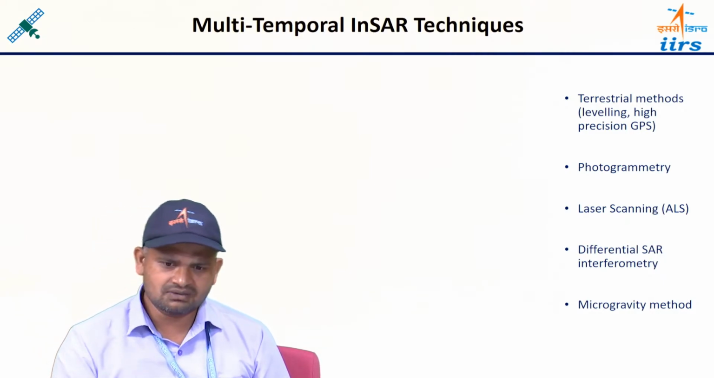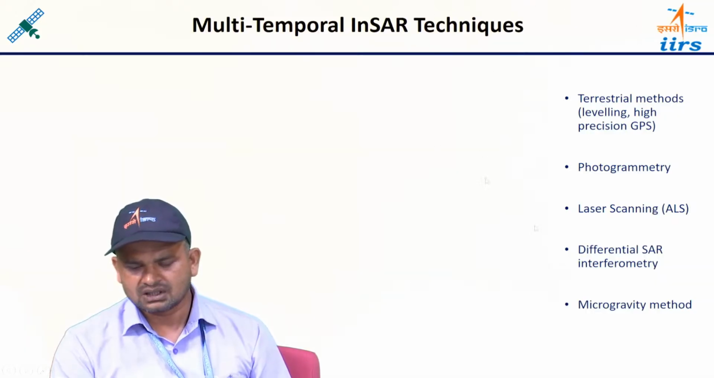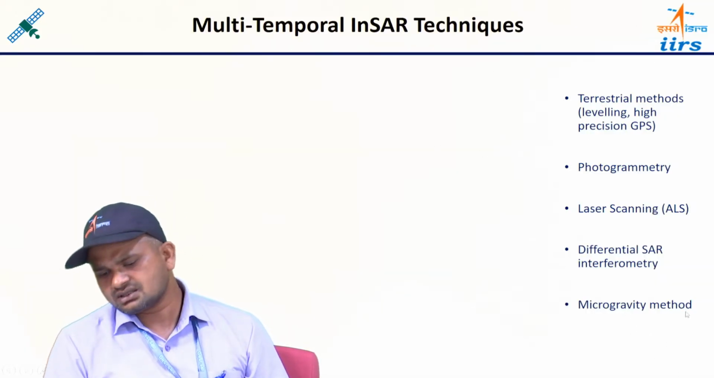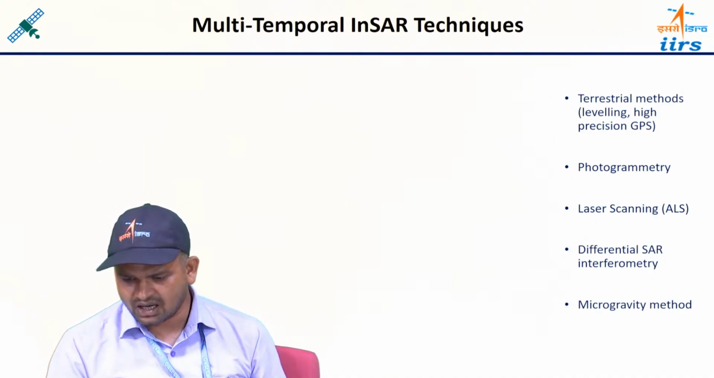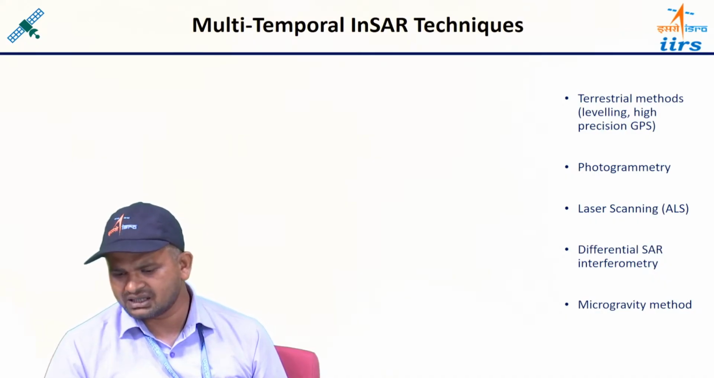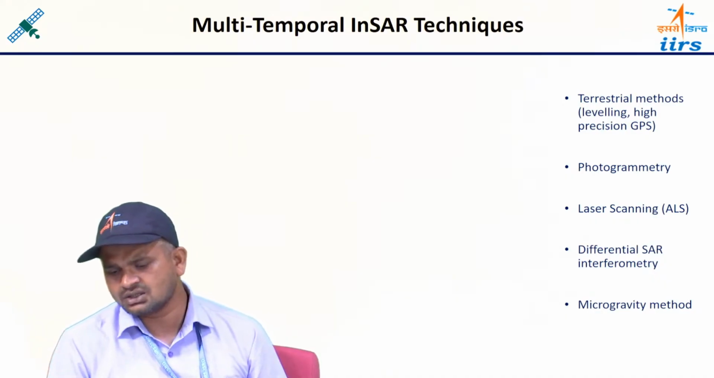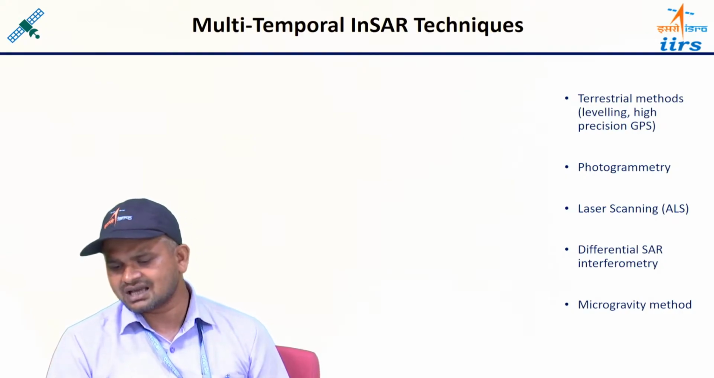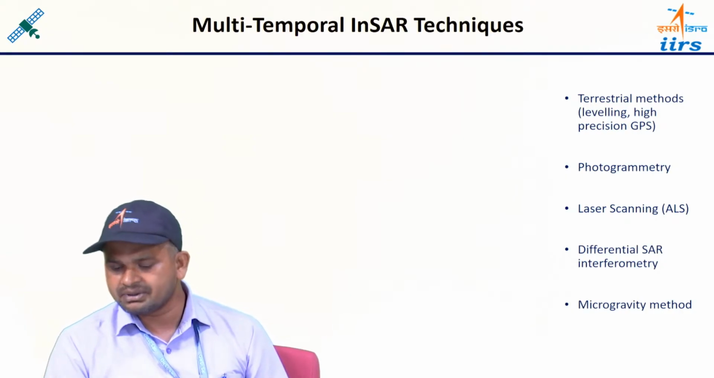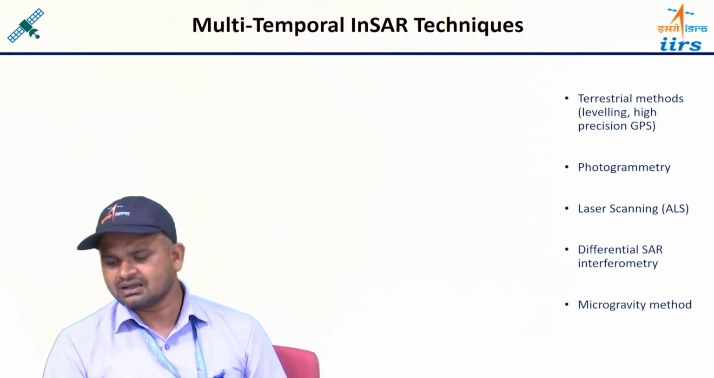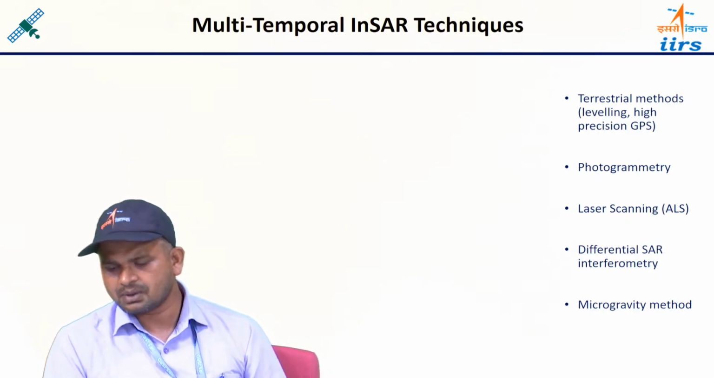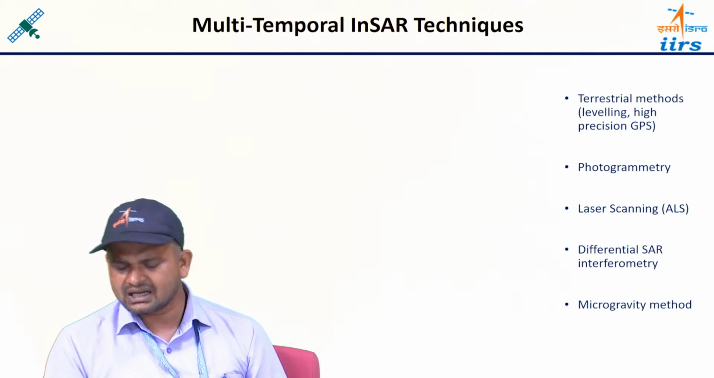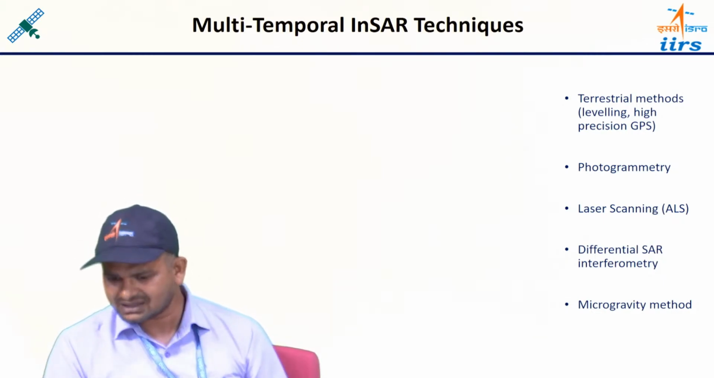Differential SAR interferometry, which we are going to discuss here, and then microgravity methods. So these are basically the direct methods by which we can understand how the land surface is going in the upward or downward direction, because the surface of the earth is directly governed by the gravity of the earth. So where the gravity is large, and what is the role of gravity over the different parts of the globe, accordingly we can understand how the deformation is varying over the earth's surface.